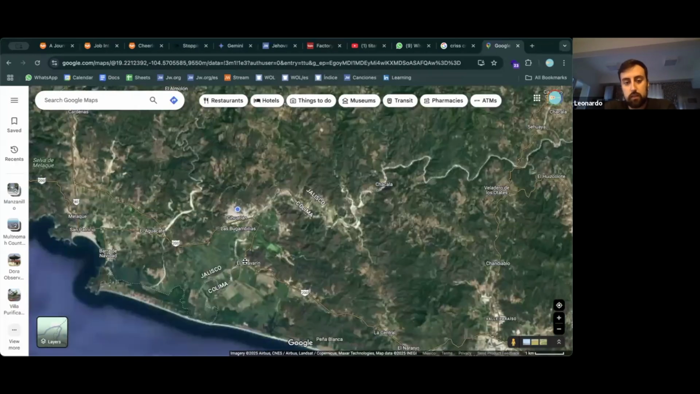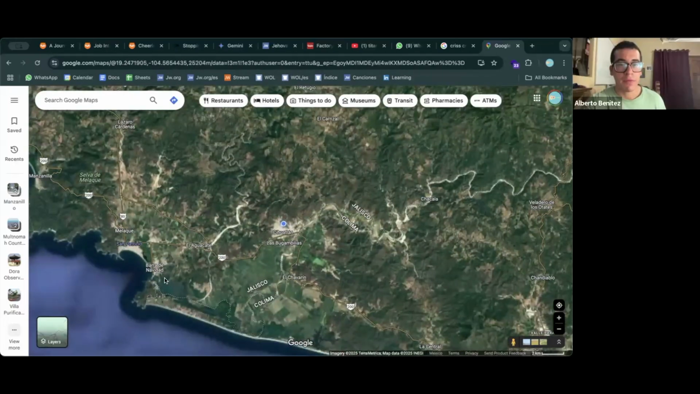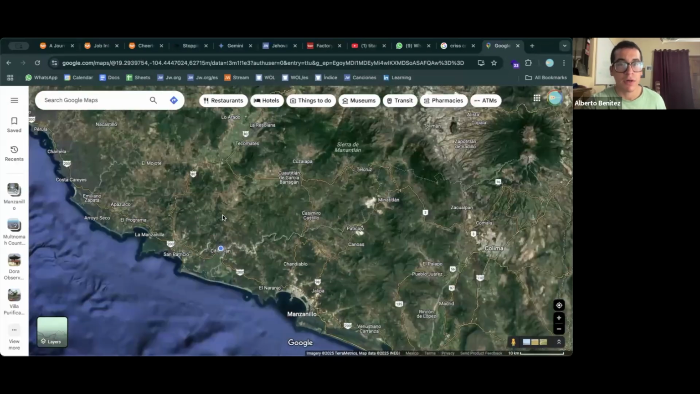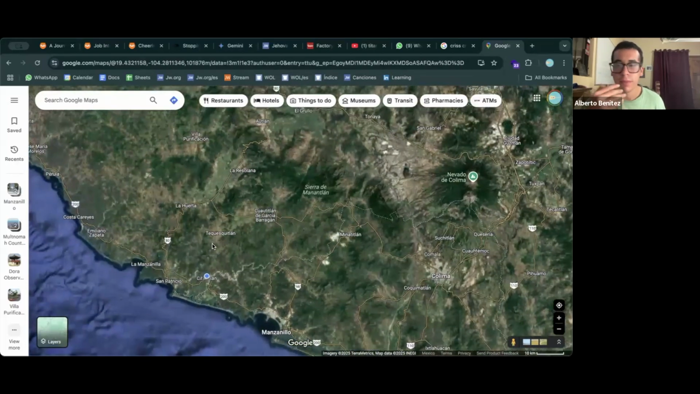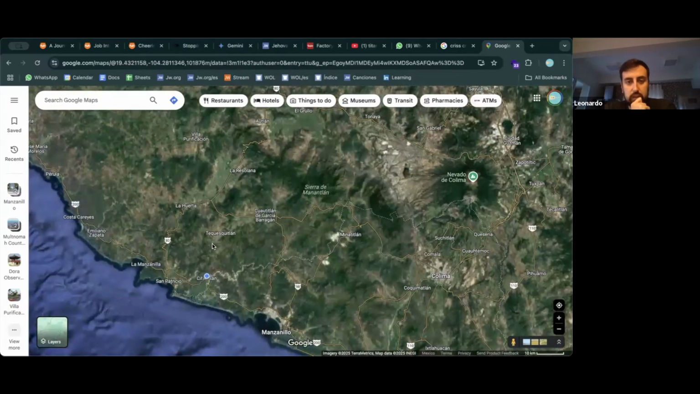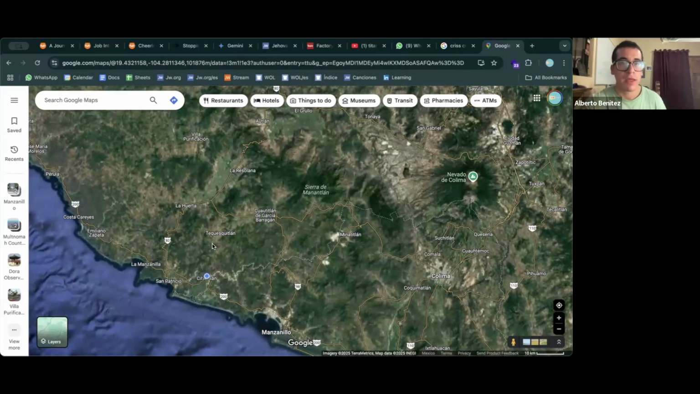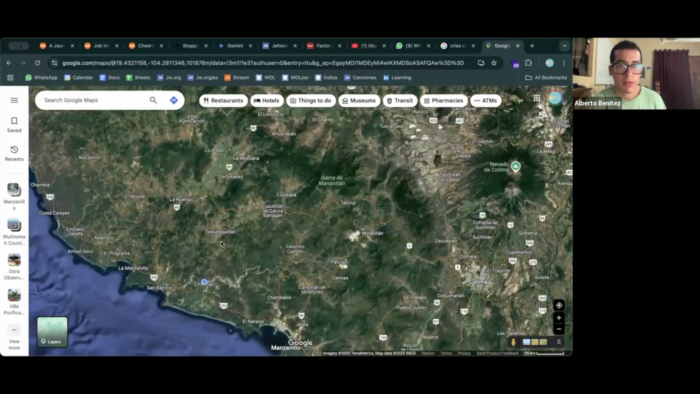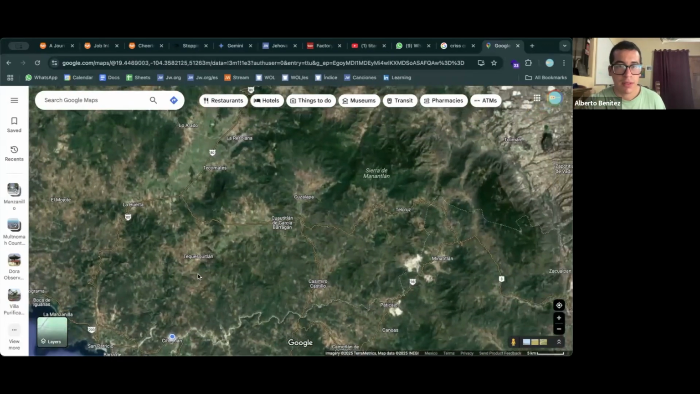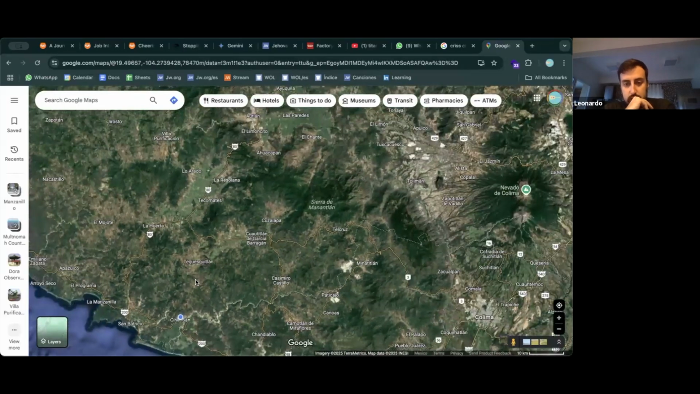Nice. Then you have the beach side of this state, but most of this state is all people working in agriculture, cows, that type of thing. And so this is what it looks like here.